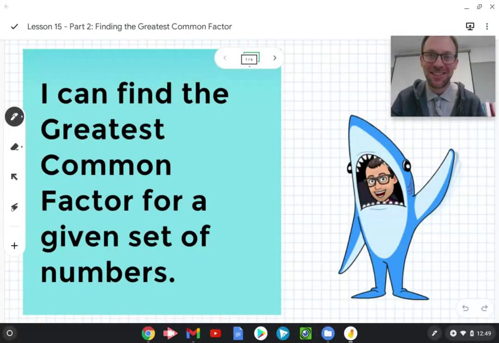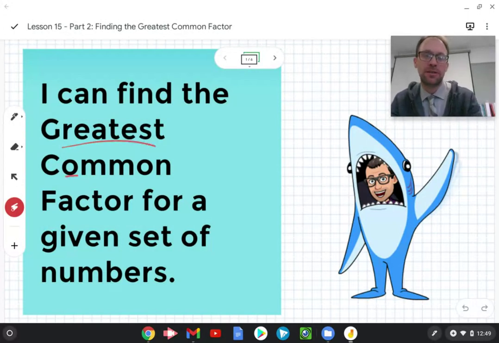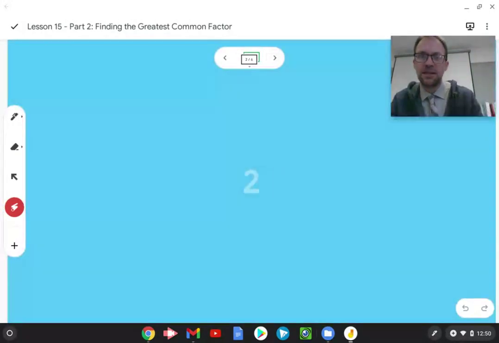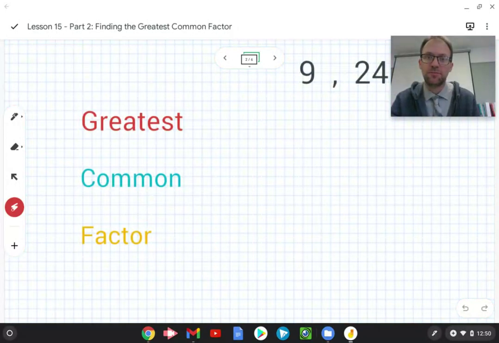Welcome to today's lesson. We are going to learn how to find something called the greatest common factor. Today's learning target: I can find the greatest common factor for a given set of numbers. So we build on the previous lesson where we learned how to factor a number. Today's lesson applies factoring numbers to a certain kind of factor.